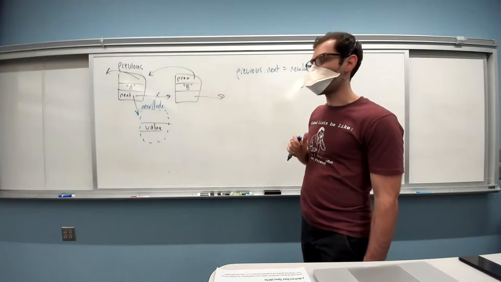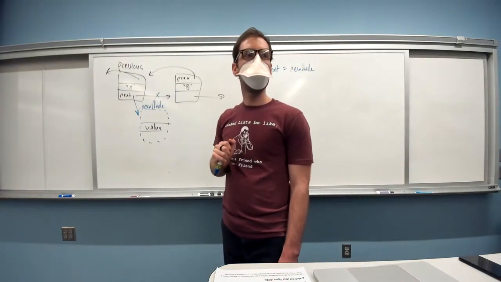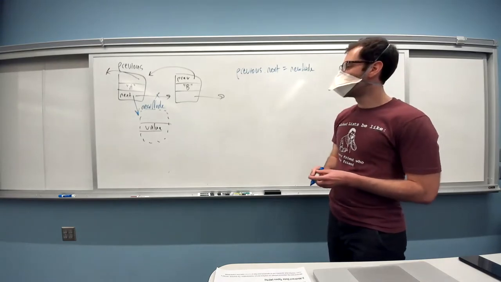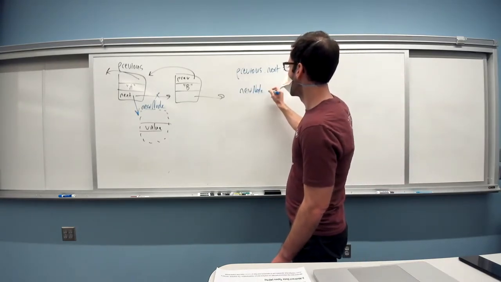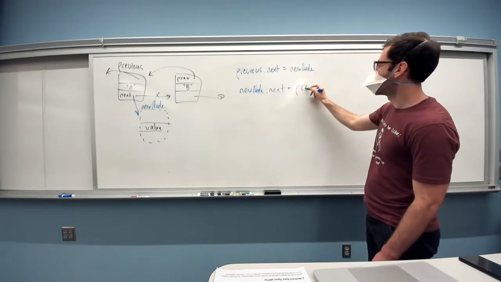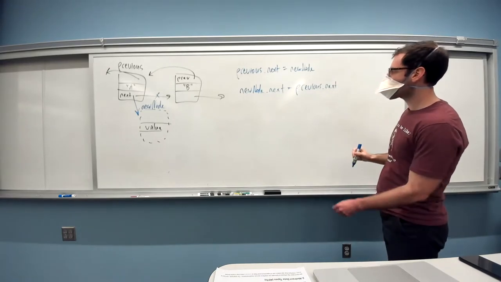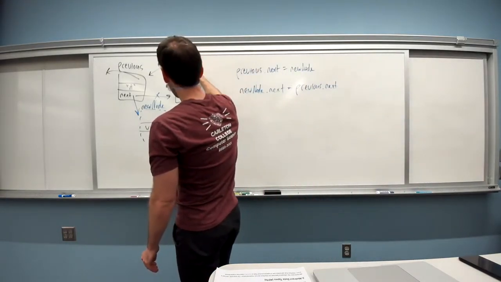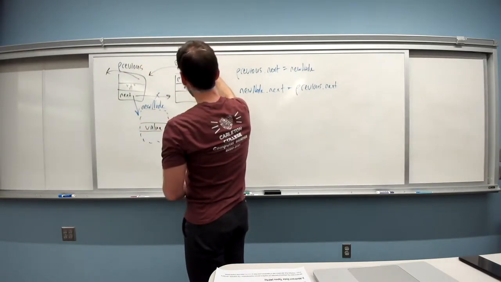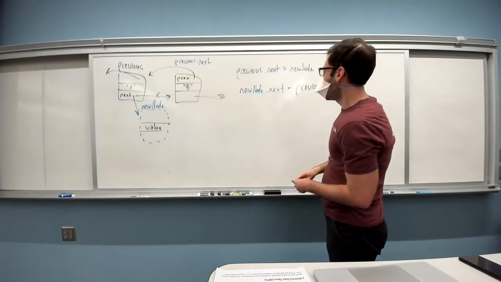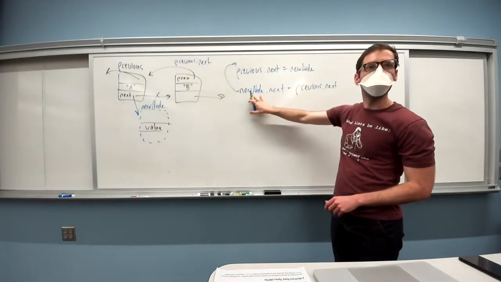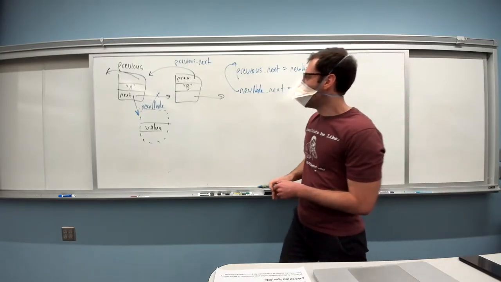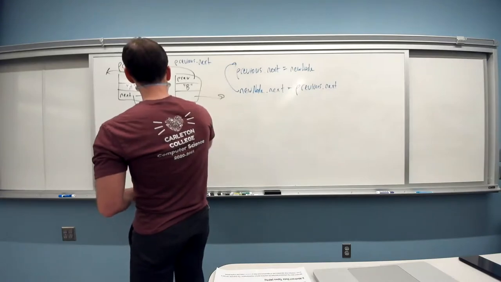We need some line of Java code like this. What's another arrow we need to change? Ben? Your new node.next to point to the old one that was previous.next. If this was the old previous.next, so we have previous before we insert this new one, previous.next is here, and maybe we'd want to do this one before we change what previous.next is, if we want to use its old value. And so that's our new node's next going over there.